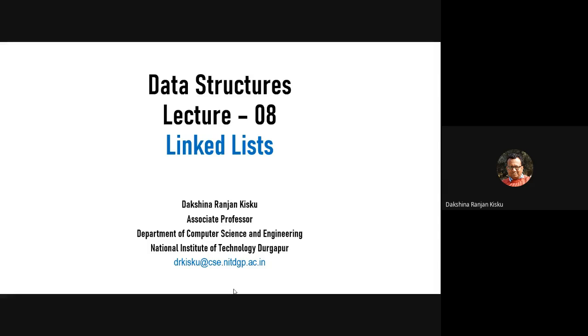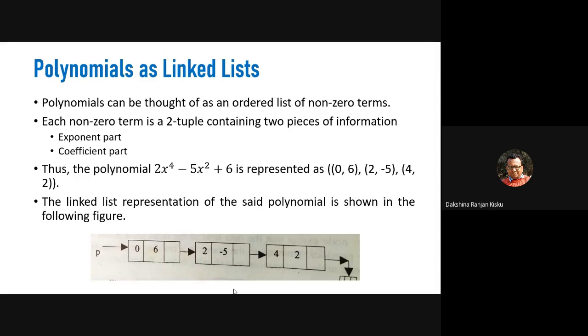So today, in today's lecture, we will talk about polynomials, and we will learn how to represent polynomials using a linked list. Okay, a single linked list. So let us look at how polynomials can be represented. What we know about polynomials is that a polynomial is an ordered list of non-zero terms.